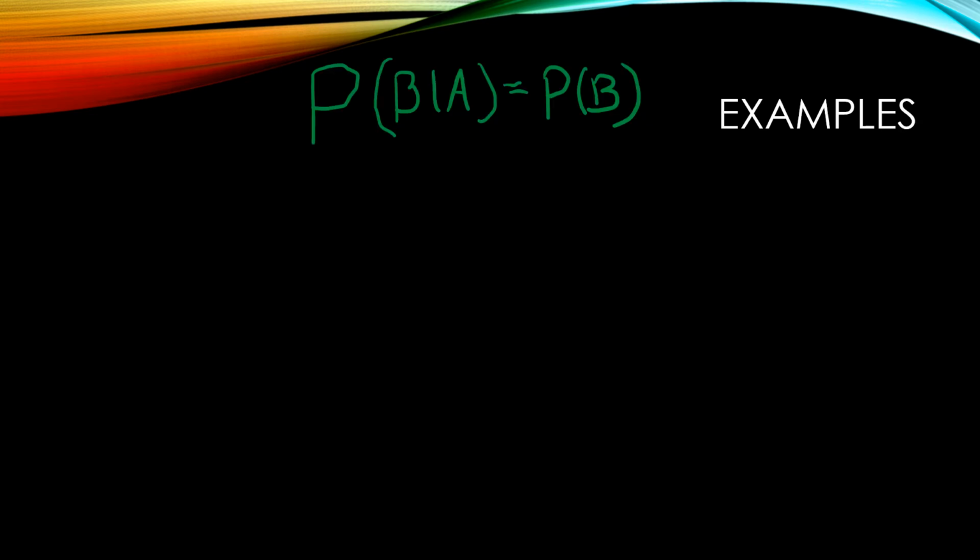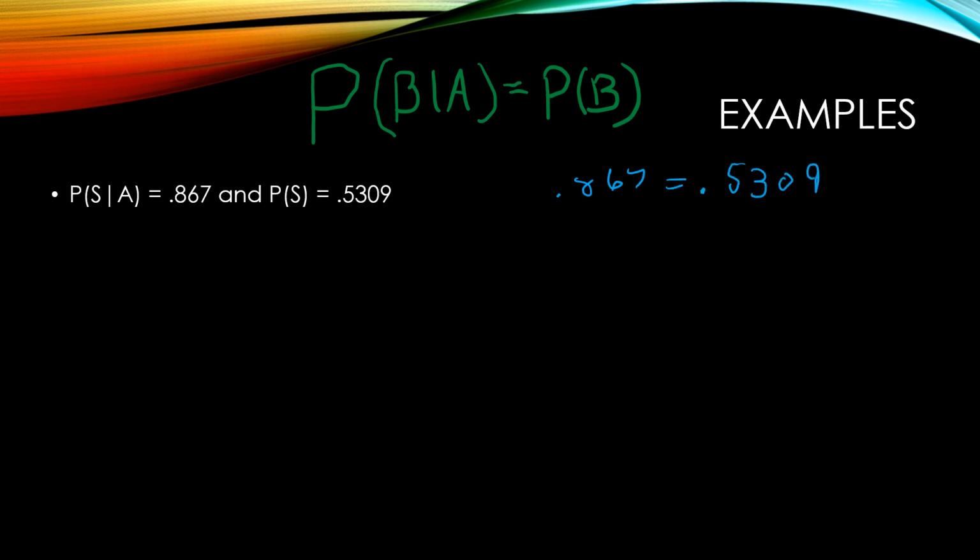All right, so now let's do some examples. To start off, the conditional probability of S given A is 0.867, and we need to know if these events are independent. We're given that the probability of S is 0.5309. So we ask, is the probability of S given A, 0.867, equal to 0.5309? And it is not. So these events are not independent.